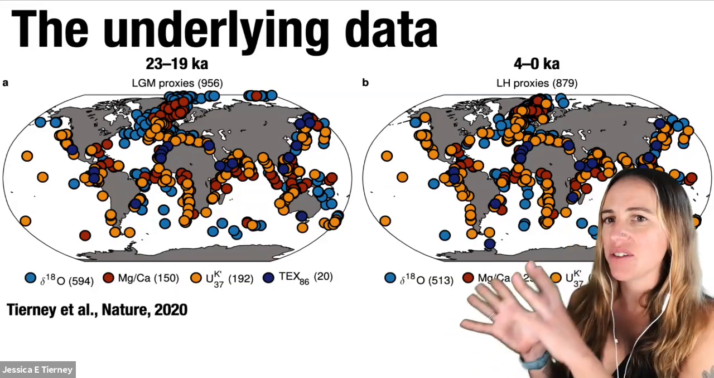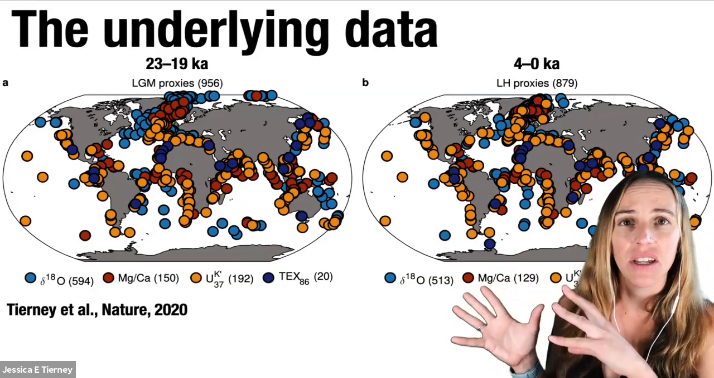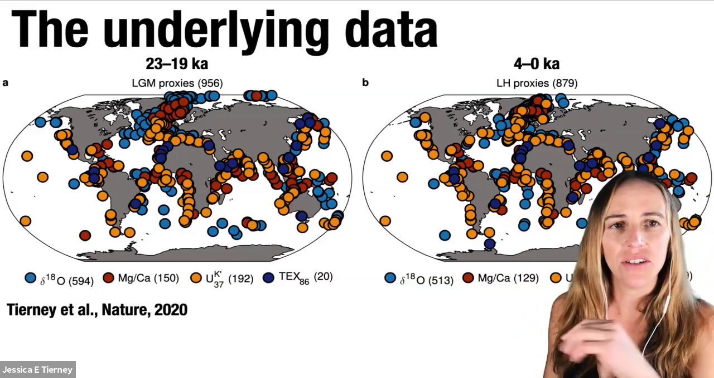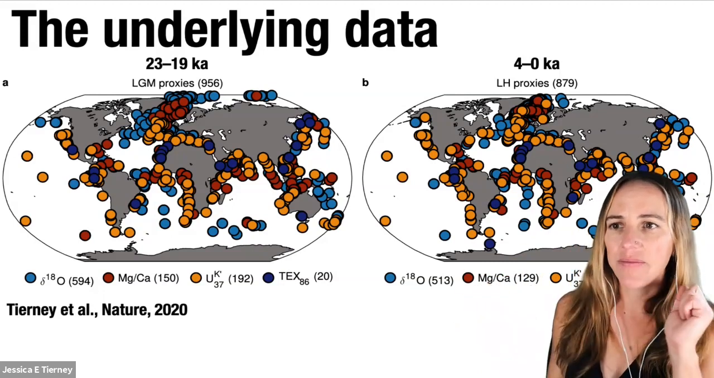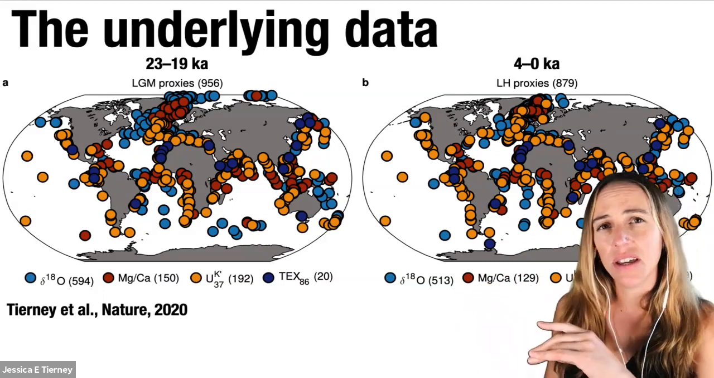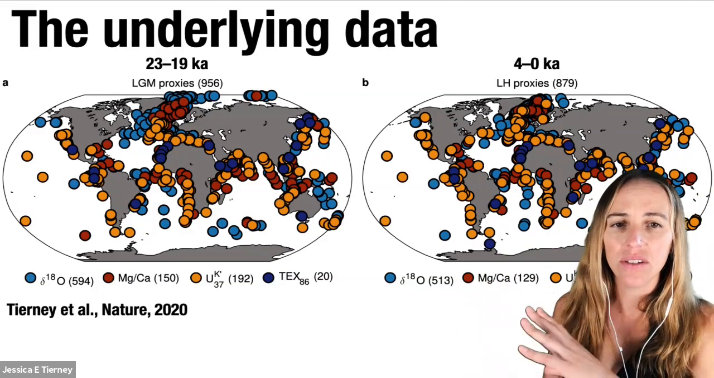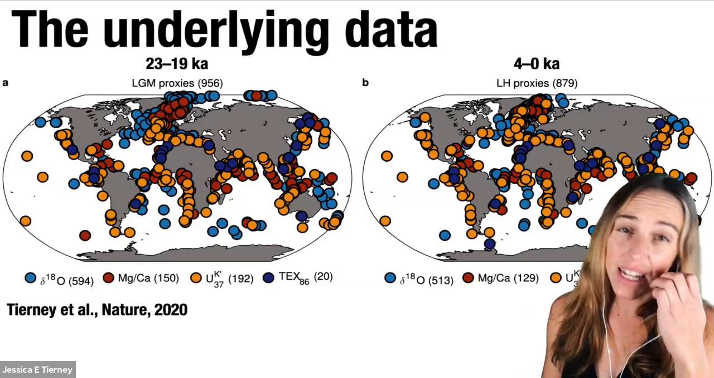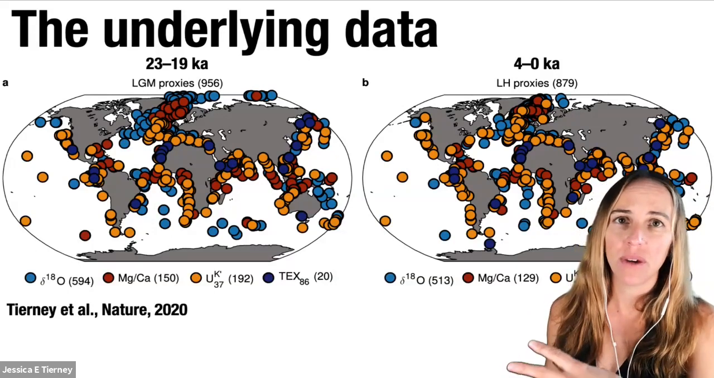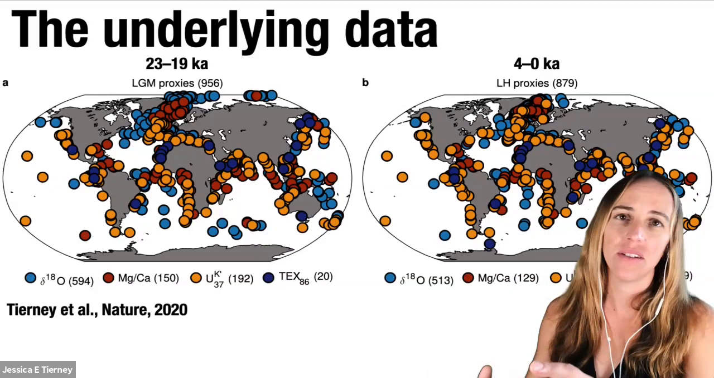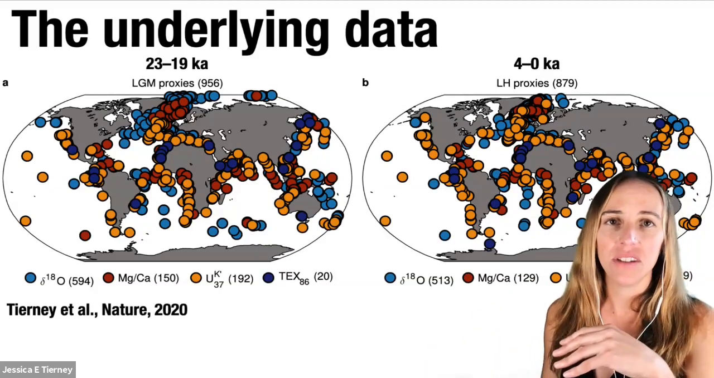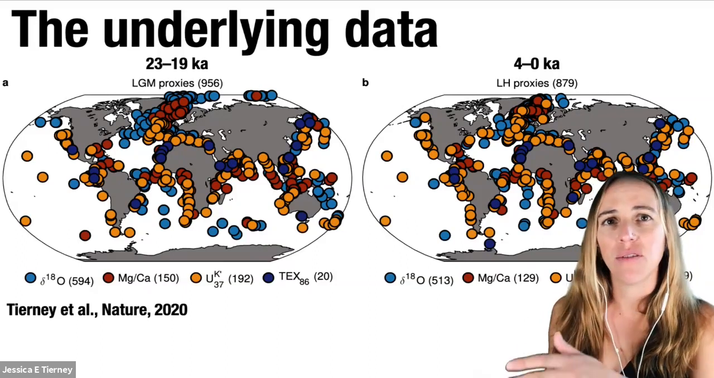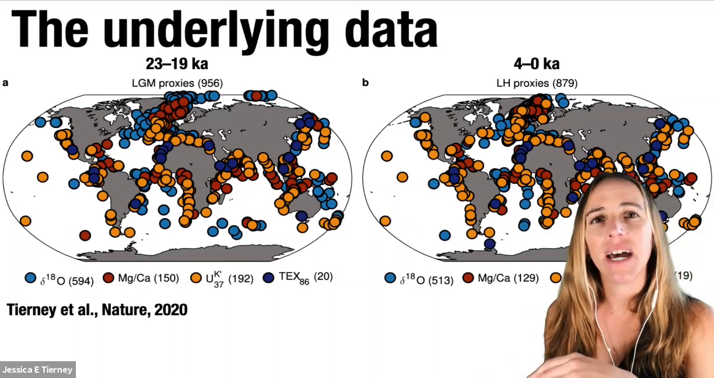This is showing the underlying proxy data that go into the DA for the LGM proper. This was published in 2020 in Nature. And you can see how many dots there are. Now, I should say that all of the DA examples I'll show you today only use these 4 proxies for sea surface temperature, these geochemical proxies. That is because we have those Bayesian forward models for them. So we have all the pieces of the puzzle to introduce them into the DA. We didn't include terrestrial data because we don't have forward models for them yet. We would love to add them in the future.